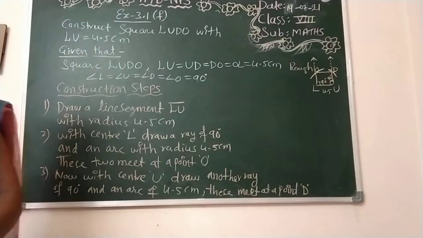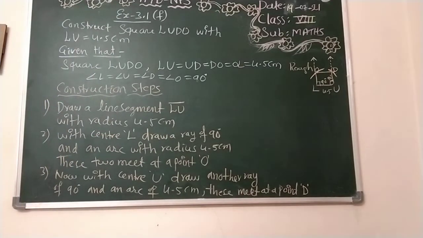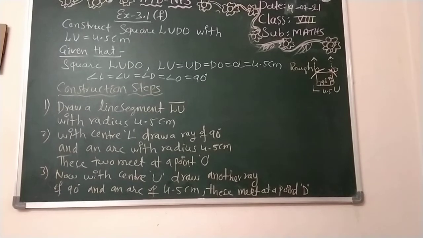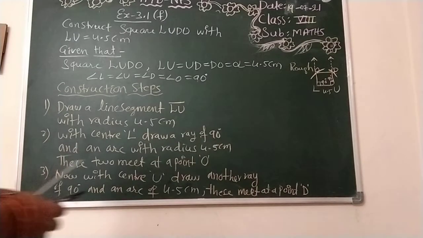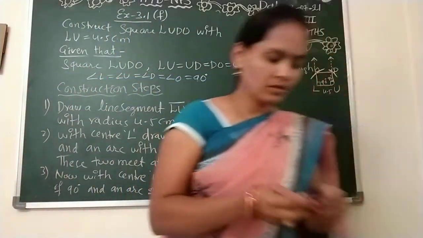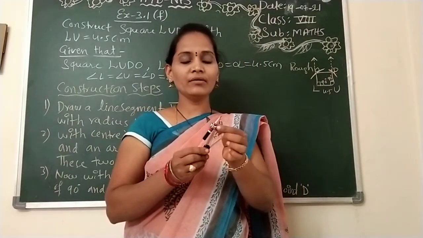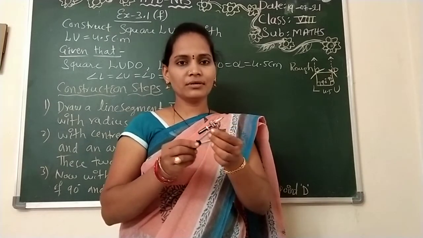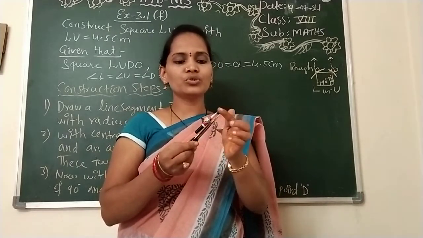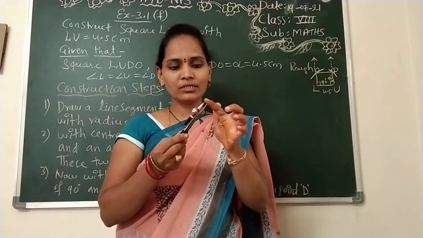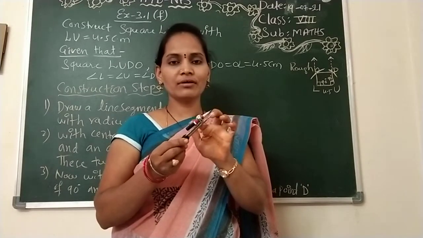Now, how to construct that square LUDO? Let me explain. Just wait a minute. I'll take the compass and ruler, and by using that we can construct LUDO. See here, once again, this is a compass. One metal pointer is on one end, and we can fix the pencil at the other end, and both ends should be equal in length. We can check it like this, and then fix the pencil.